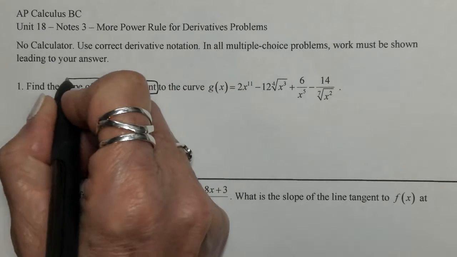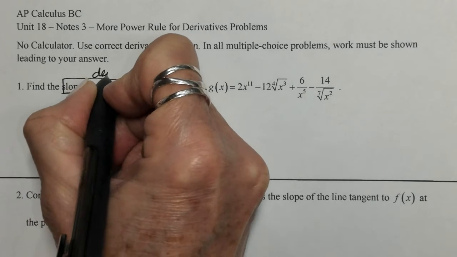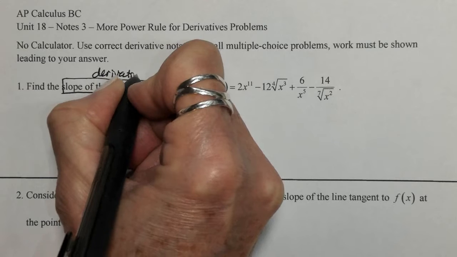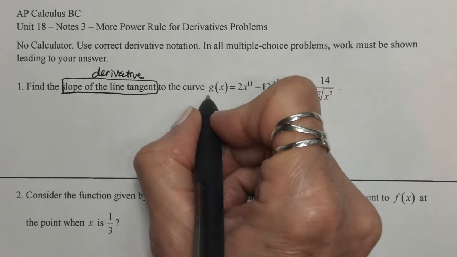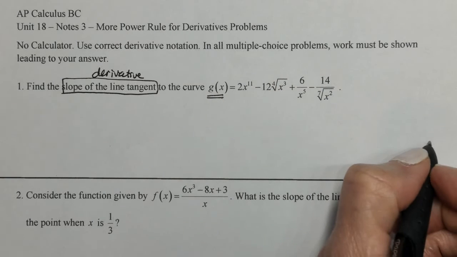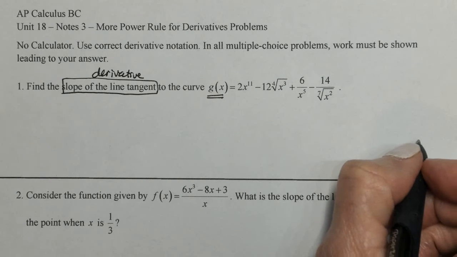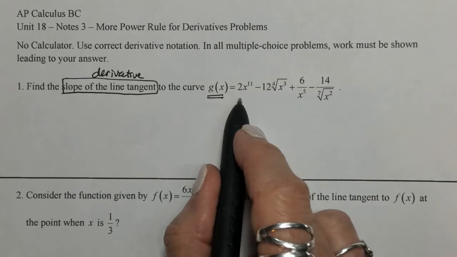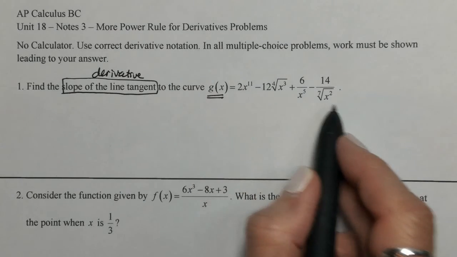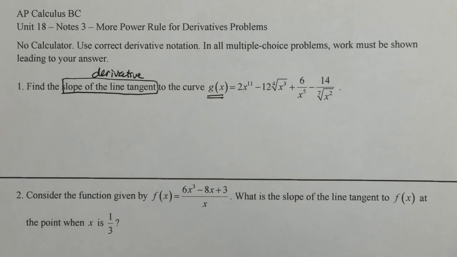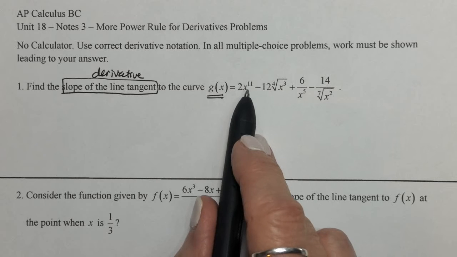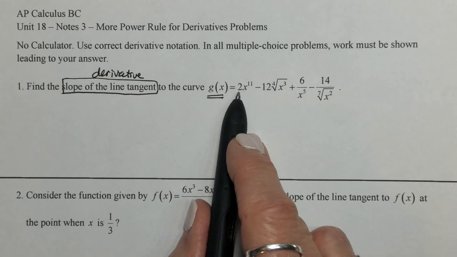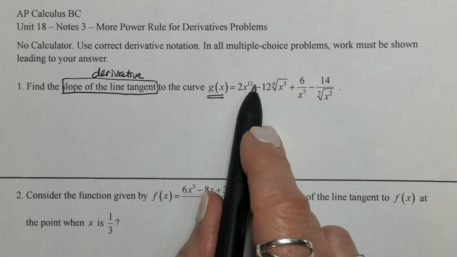In this first problem, they ask us to find the slope of the line tangent to this curve. Slope of the line tangent is the derivative. It's one of the meanings of derivative. So essentially, we are asked to find g prime, given g. So the first thing that we need to do is make our function g in the form where we can apply the power rule. So I need to make sure every term is a number times x to a power.